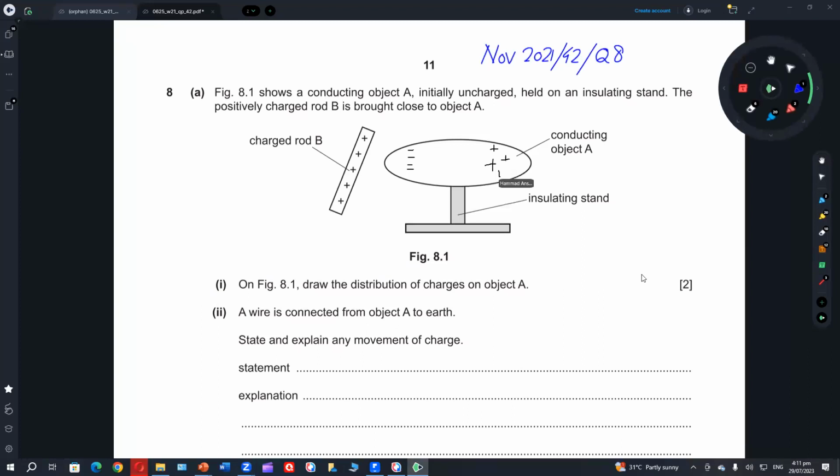Okay, now this is talking about the chapter electrostatics, electric field, and this is the first question we are doing from November 2021. Draw the distribution of charges on object A. You have done it right, but just make one thing clear. One thing, can you remove it? Then I can show you the working.